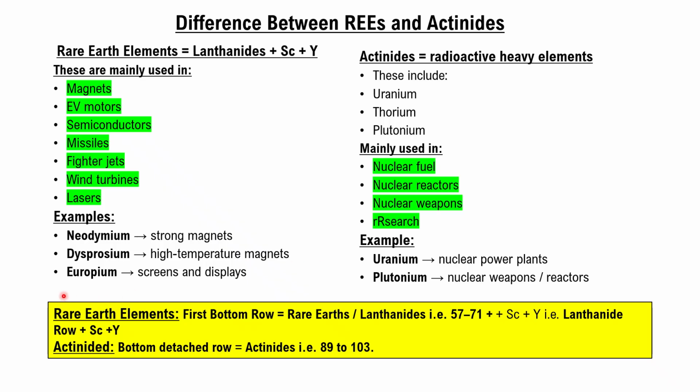The rare earth elements, as discussed before, are the first row, bottom row, consisting of lanthanides with the atomic number 57 to 71 plus scandium and yttrium. That is, the lanthanide row plus scandium plus yttrium. Whereas actinides, or the bottom detached row, are from atomic number 89 to 103.